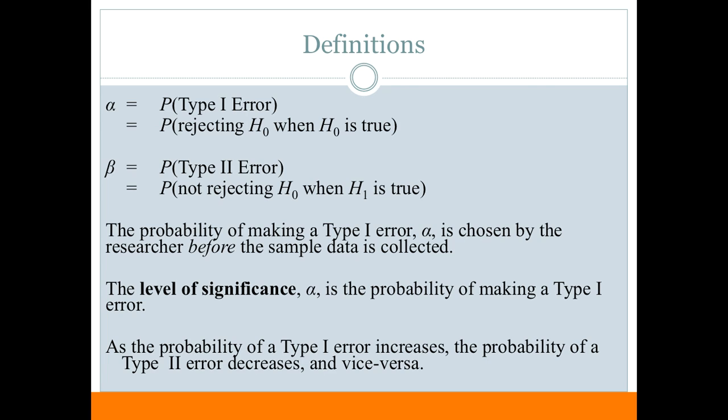Now, the important thing to keep in mind with these errors is that we want to minimize them, but as the probability of a type 1 error increases, the probability of a type 2 error decreases, and vice versa. So they have kind of an inverse relationship here. So if we decide to have a smaller value for our alpha, we're going to have a larger beta, and vice versa.